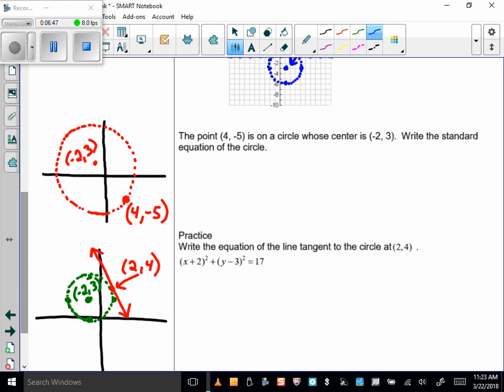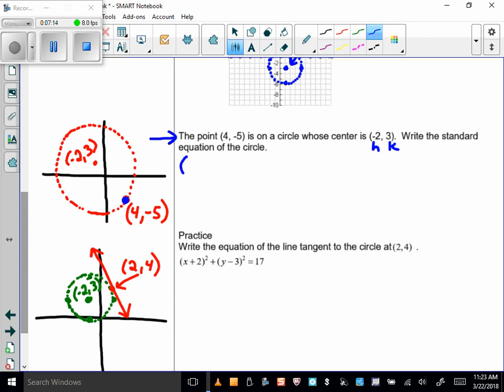Okay, for these next two problems, if you want to pause and sketch them, I did that ahead of time, or you can just follow this and then sketch them in later, whatever you want to do. So what do we know? We know the point 4, -5 is on a circle, whose center is at -2, 3. So here's h, here's k. Write the standard equation of the circle.